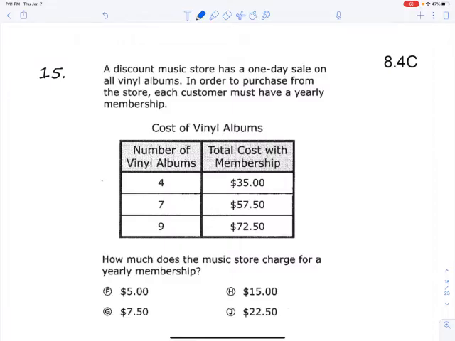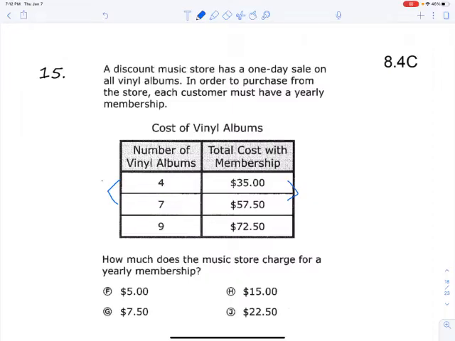In order to purchase from the store, each customer must have a yearly membership. How much does the music store charge for a yearly membership? Well, again, if we find our pattern on the right and our pattern on the left, we're going to find slope. But the yearly membership, what they're going to refer to is that adding number, which is the y-intercept.